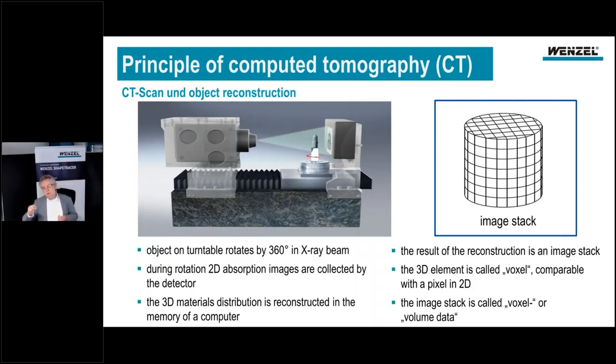And in 3 dimensions, the smallest element is a volumetric pixel. This is an artificial word, a voxel. That's the smallest element. The whole thing that ends up in the memory of the computer, we call voxel data or volume data. So that's about the scan.